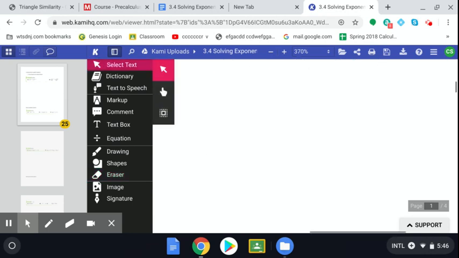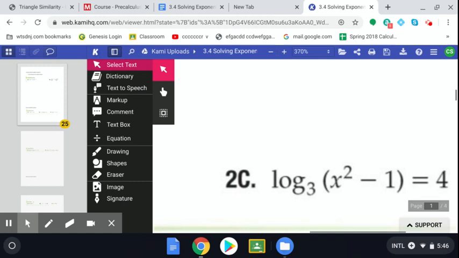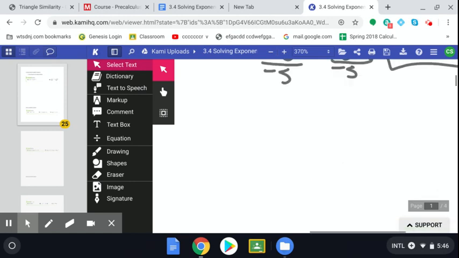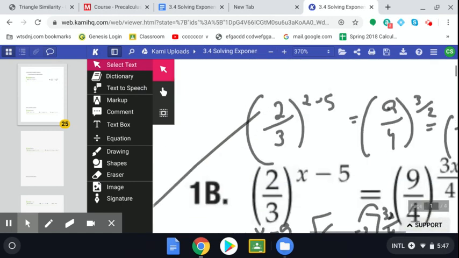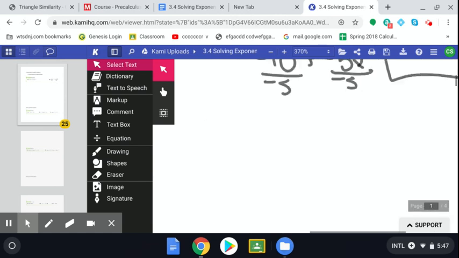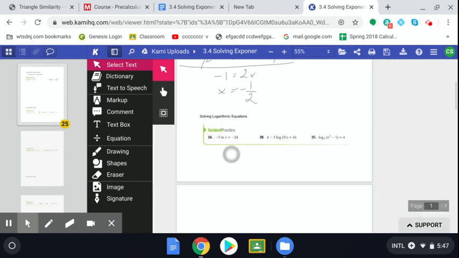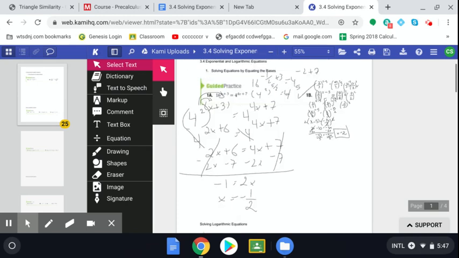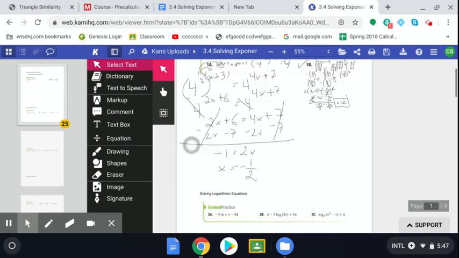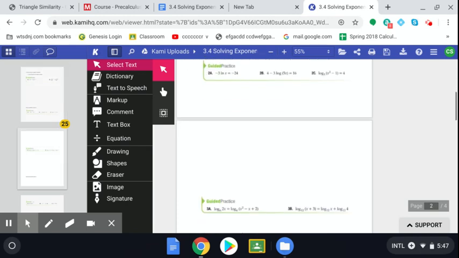Moving on. Okay. So that was 1A, 1B. Okay. So now we move on to 2A, 2B, 2C.